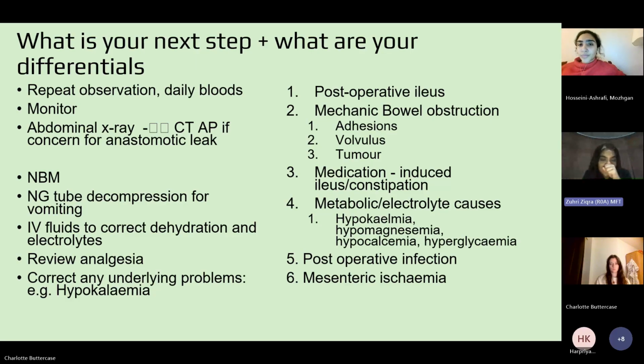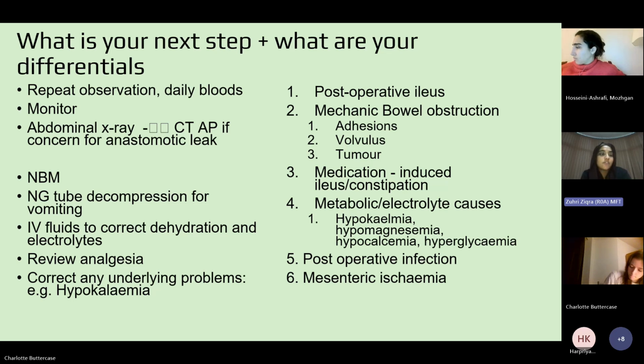Could be medication induced. They've been on Oromorph, haven't they? Less likely, but it could have induced an ileus. Could be constipation, and metabolic causes as well. The clue there was hyperkalemia. Unlikely because there's no infective signs, but post-op infection, and mesenteric ischemia is a big one as well.